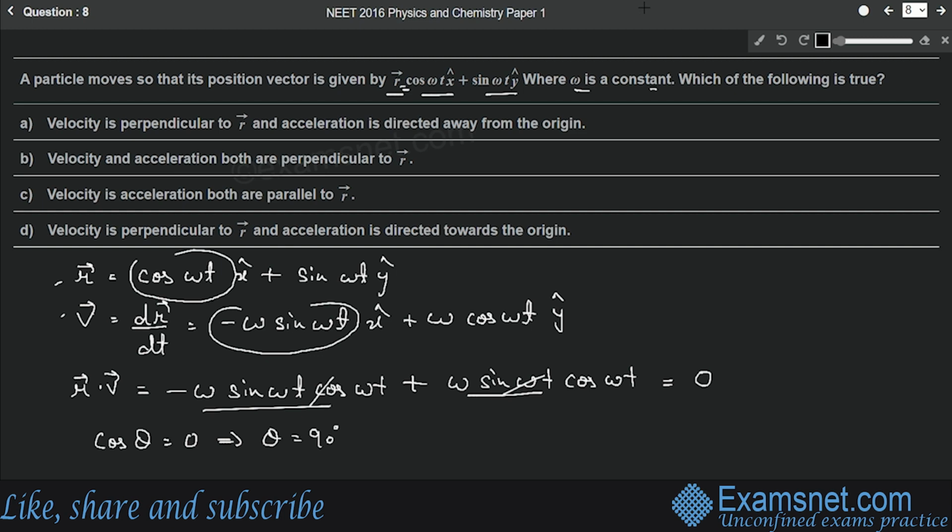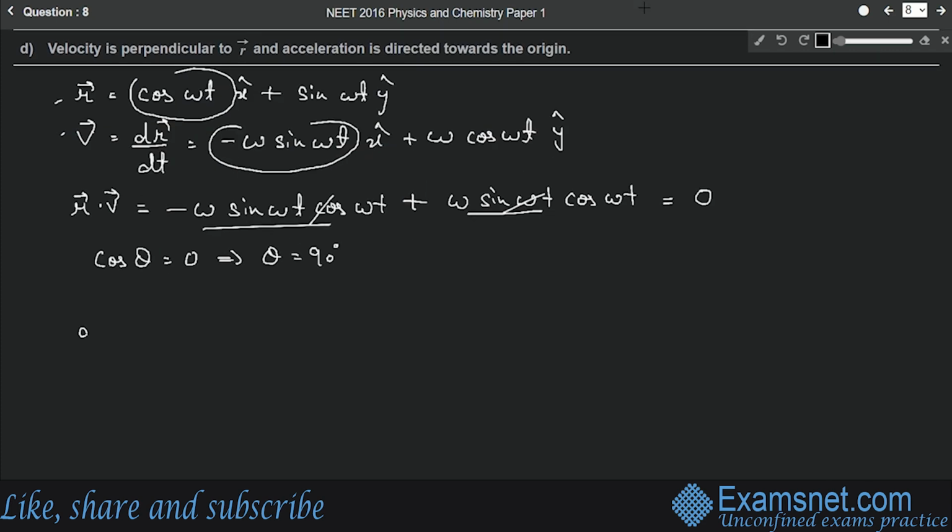Okay. So the first conclusion is that velocity is perpendicular to the position vector. Okay, this is the conclusion. Now we'll find the relation with acceleration. So how to find the acceleration? It will be the differentiation of the velocity vector. So dv by dt. Let's differentiate the velocity vector.